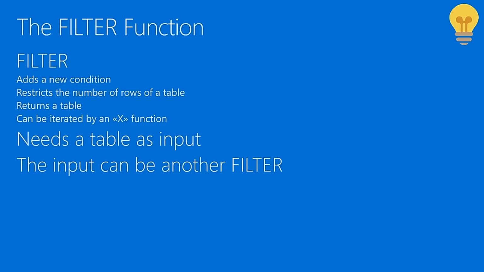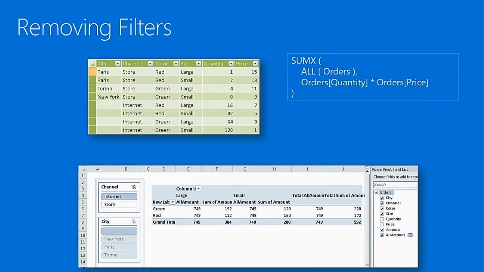There is another function which is extremely useful, and you will use it many, many times, which is all. All that you can see here on some x over all orders quantity multiplied by price. All is a simple function that always returns a full table. So it ignores whatever filtering happened and always returns the full table.